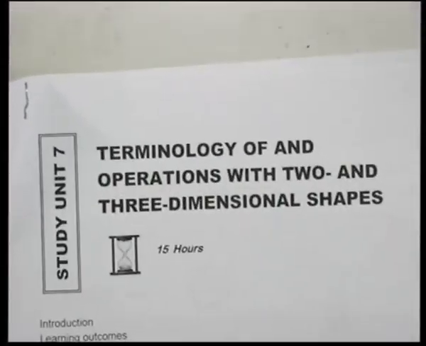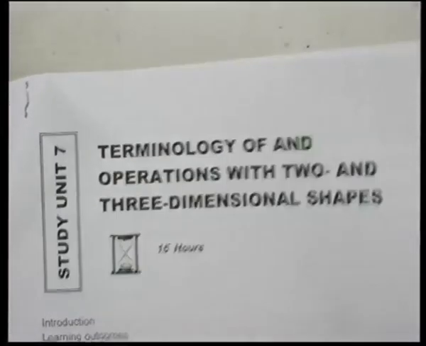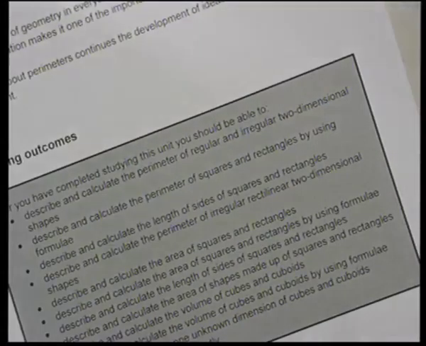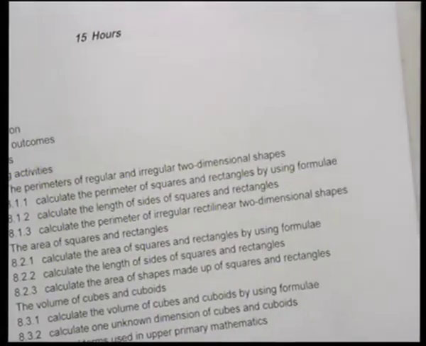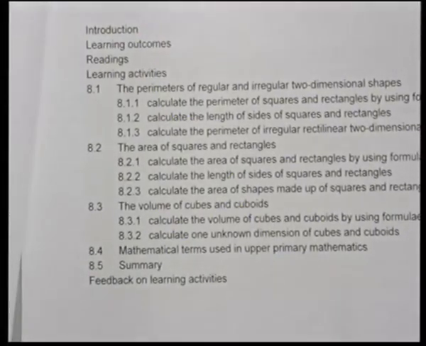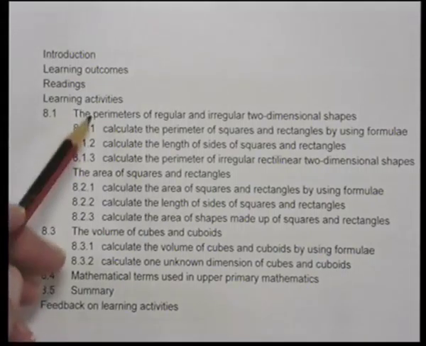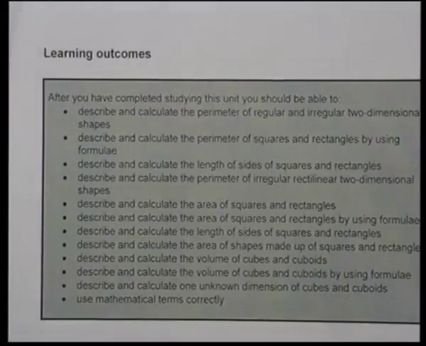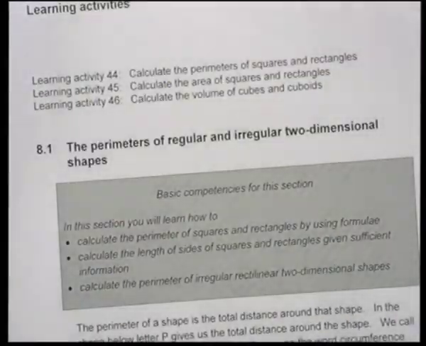Right, so that was unit 7. Now we can carry on with unit 8. Okay, that is on the perimeters, the area and the volume of the three-dimensional shapes and two-dimensional shapes. They are the learning outcomes.